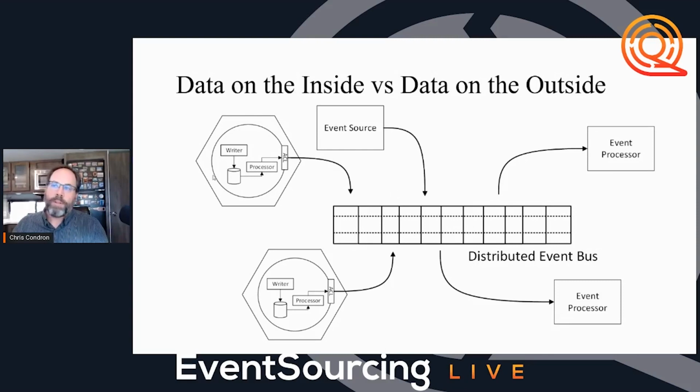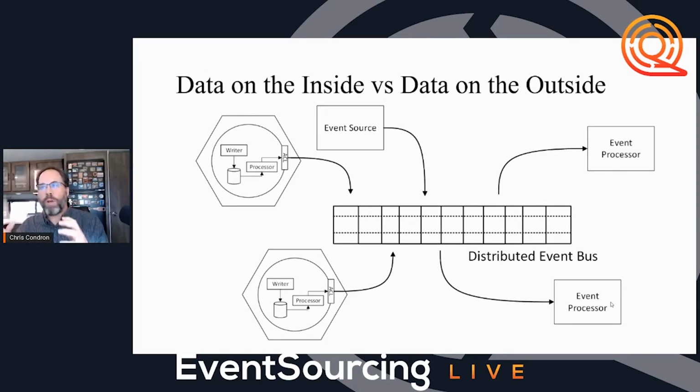On the top here, the hexagons represent various applications that have internal state, right? And then we've got external event sources that might be publishing into our system, and we have various downstream event processors that are consuming events, all on some sort of distributed bus, right? So this is a classical EDA, event-driven architecture.